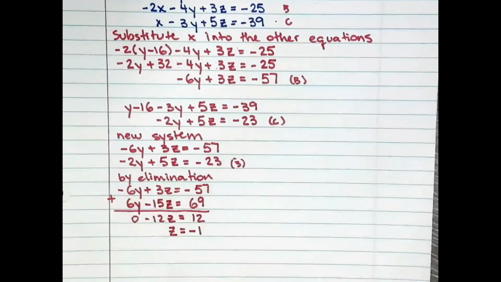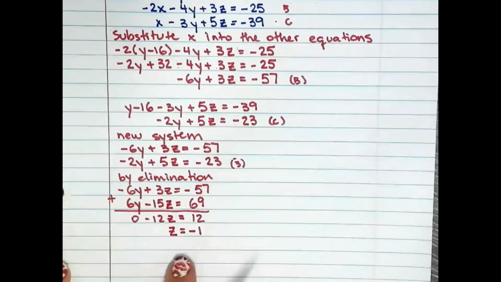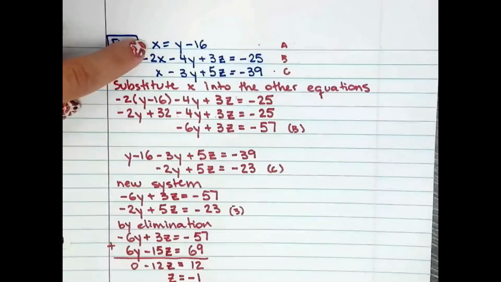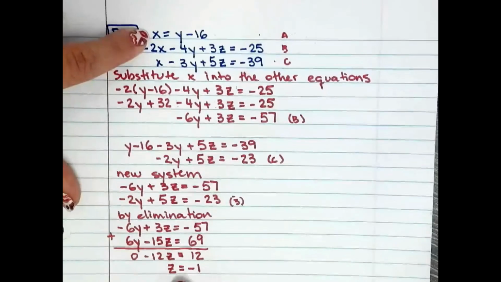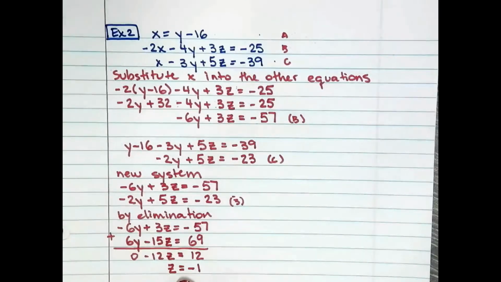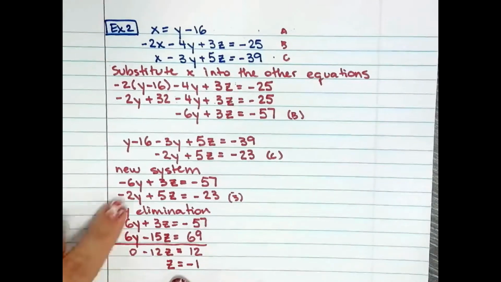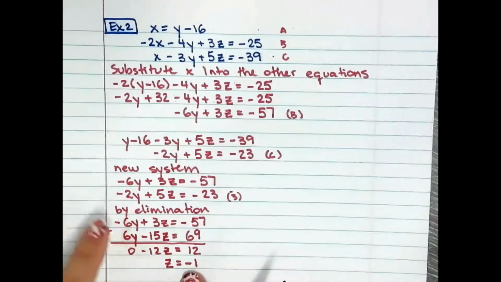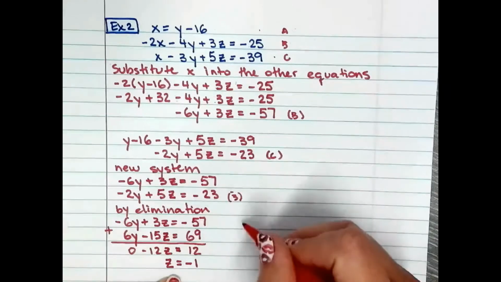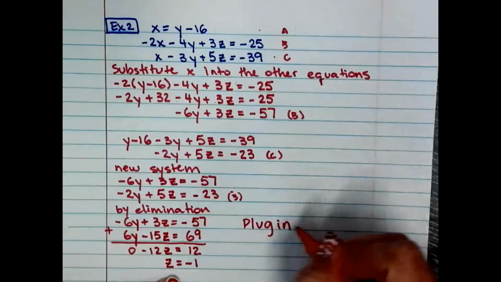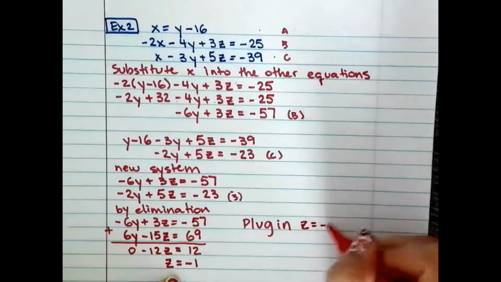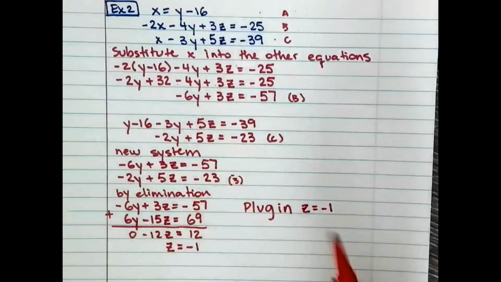Now I need to find x and I need to find y. I will go ahead and find x just because it's already solved for me right there. And now I know... just kidding. I need y. I cannot find x until I find y. So, backtrack here. I will find y right here. I'll go ahead and plug in z equals -1 in the other equation.